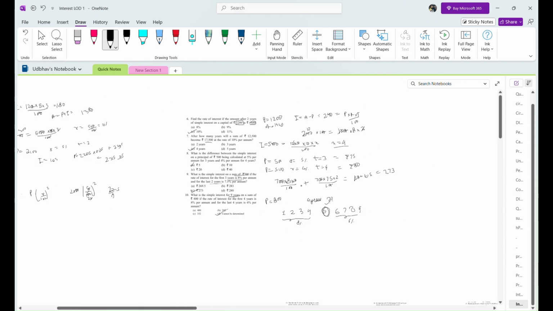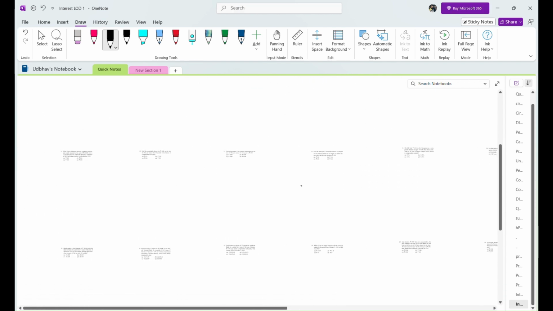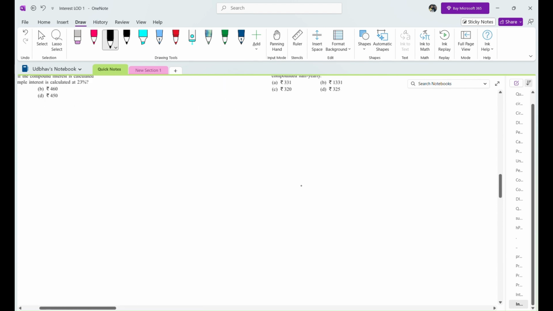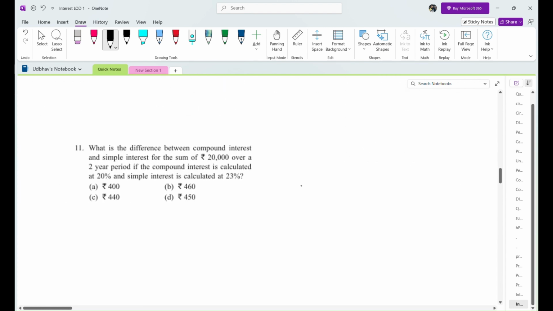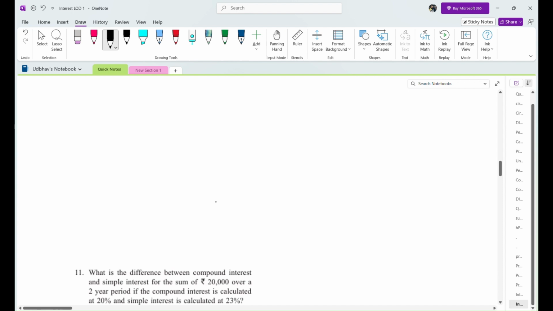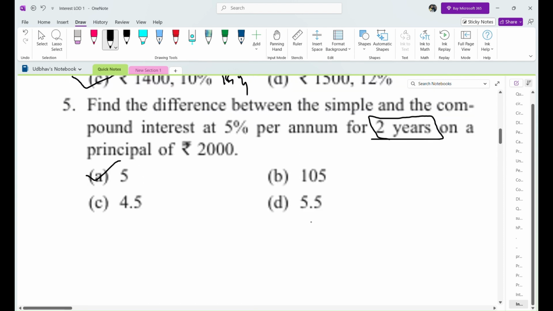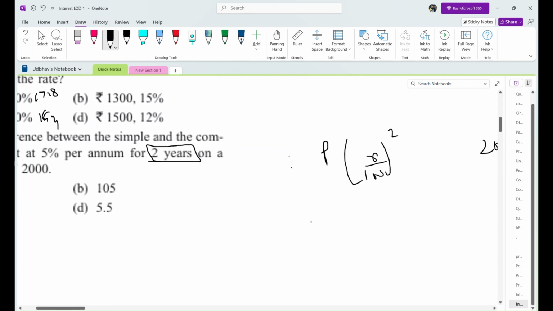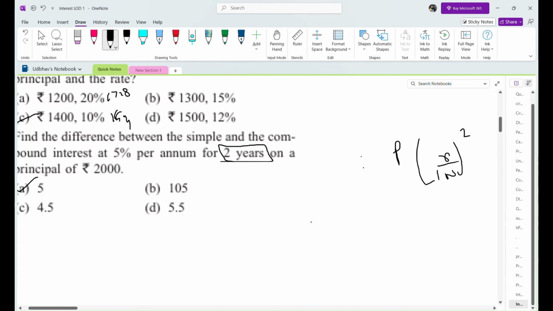So moving on to the next question. What is the difference between the compound interest and simple interest on a sum of 20,000 over a 2-year period if the compound interest is calculated at 20% and the simple interest is calculated at 23%? So here we cannot use the formula as we used here because the rates are different.